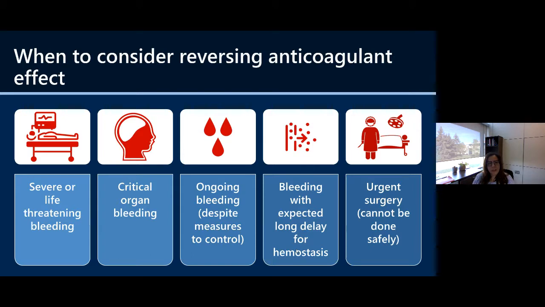Again, bleeding here with an expected long delay in achieving hemostasis would be maybe a scenario where someone took an overdose, or if they all of a sudden require dialysis. And in fact, sometimes we have seen this with dabigatran, particularly, all of a sudden the patient ends up on dialysis and dabigatran lingers for a long time, or if urgent surgery is required and it can't be done safely while a patient is anticoagulated. Those are the scenarios in which you would consider reversing the anticoagulant effect.